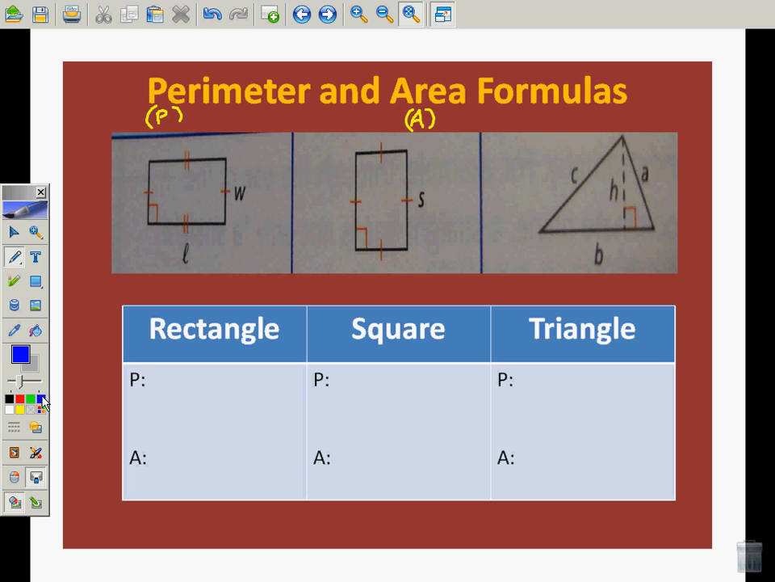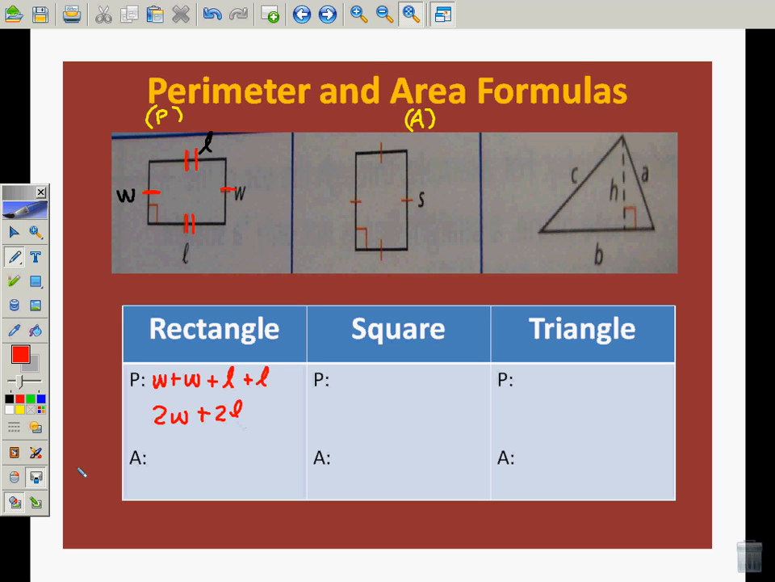The perimeter of a rectangle. If I went ahead and filled this in, this is going to be W over here, and this is also going to be L up here. How do I know? These tick marks tell me. Notice, 2 tick marks on the top and bottom, 1 tick mark on each of the sides. So the perimeter is going to be width plus length, or 2 times W plus 2 times L. Okay? You see how this works?